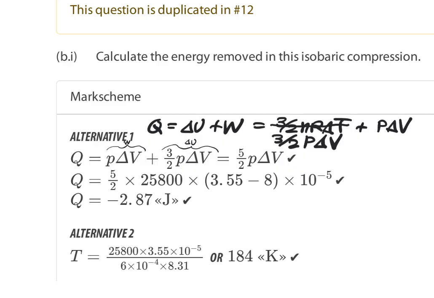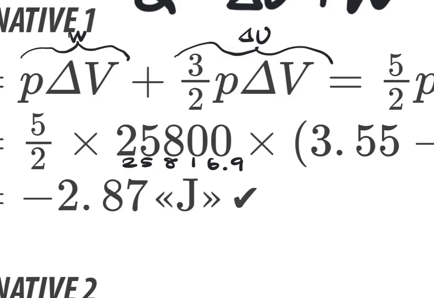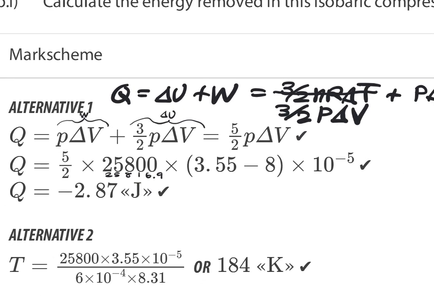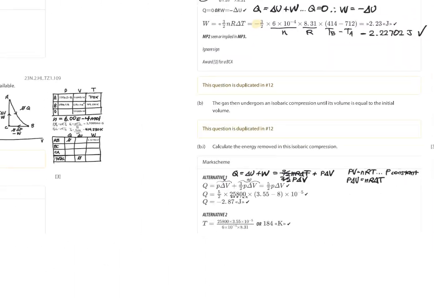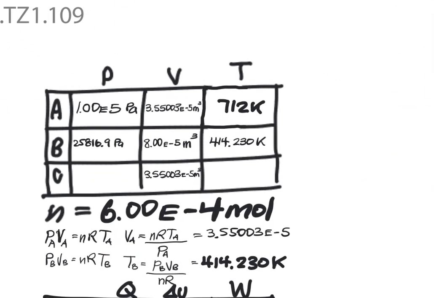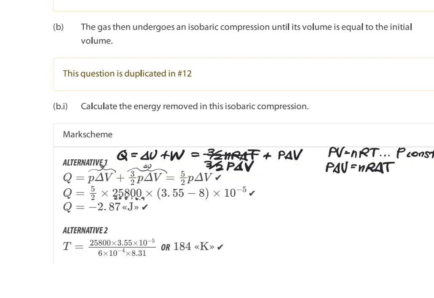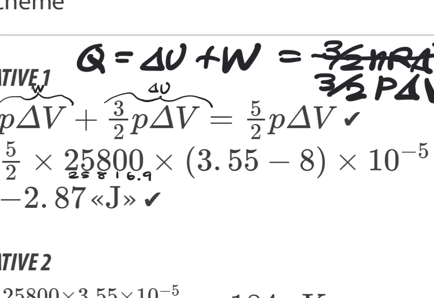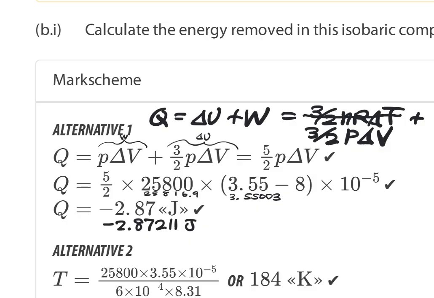Now, I'm not going to use their rounded numbers. I'm going to use the non-rounded numbers, or at least the numbers we rounded to 6 significant figures from the data table. So instead of 25,800, we will use 25816.9. And instead of 3.55 times 10 to the negative 5, we'll use 3.55003. I don't think that's going to matter, but we'll still use it. 2.87211 joules is what I get.